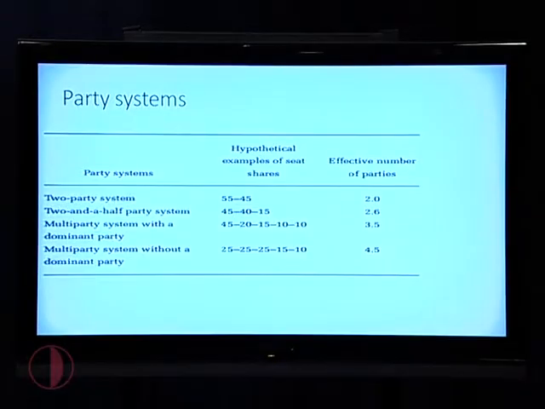And if you have a look at the slide, for a two-party system, the hypothetical example of seat shares is around 55 to 45. 55 one party, 45 another party, and in such a case, the effective number of political parties remains at 2. There is a 2.5 party system, a multi-party system with a dominant party, and a multi-party system without a dominant party. I'm not counting all the seat numbers here. You might have a look at this slide, and you might utilize Professor Lijphart's Party Systems chapter.